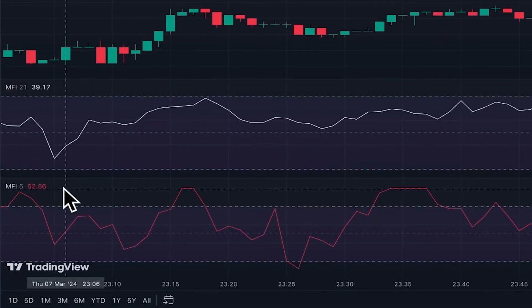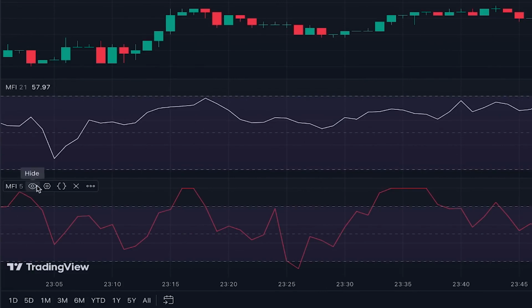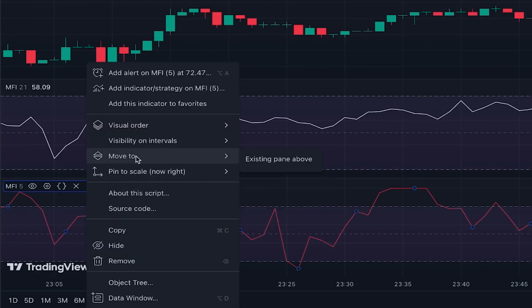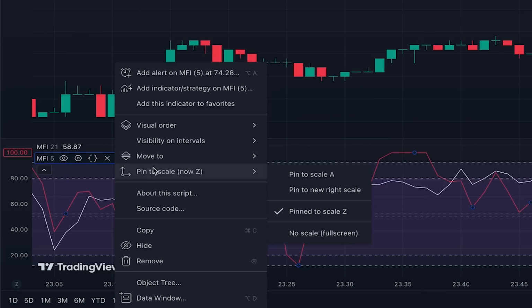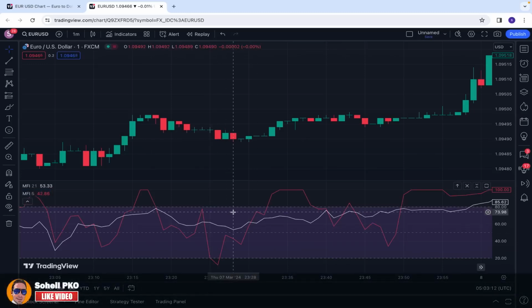Here for the shorter MFI, the MFI with length of 5, here we click on more and then move to, and then we click on existing pane above, and then for the same MFI, the short MFI with length of 5, again we click on more, then in the pane to scale we click on pane to scale A. Alright, now the two MFIs are combined together, and let's see how we trade based on this setup.